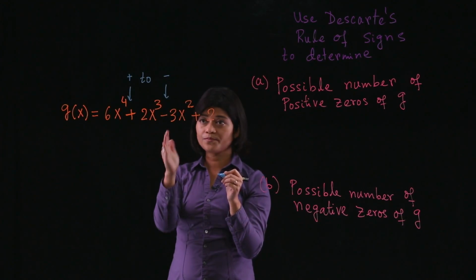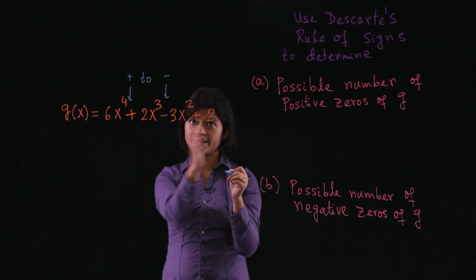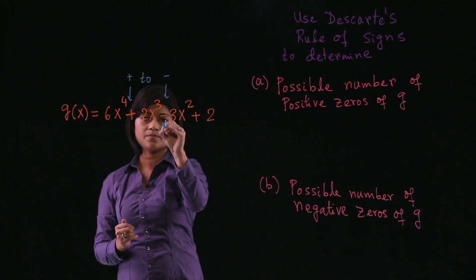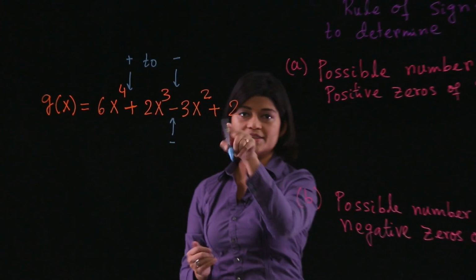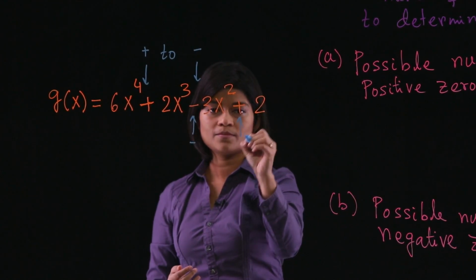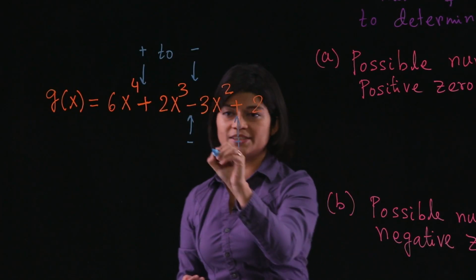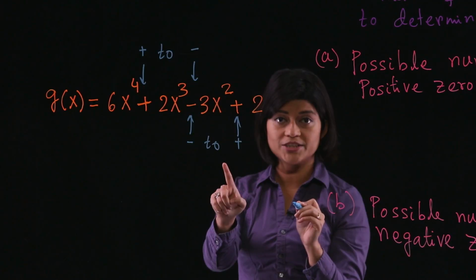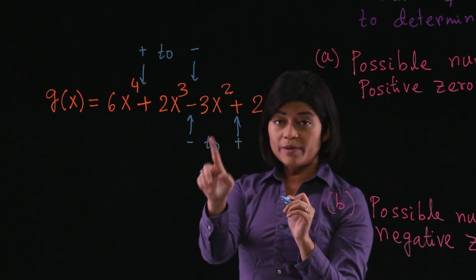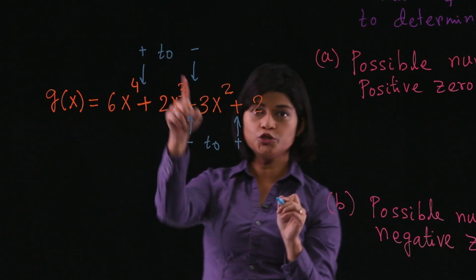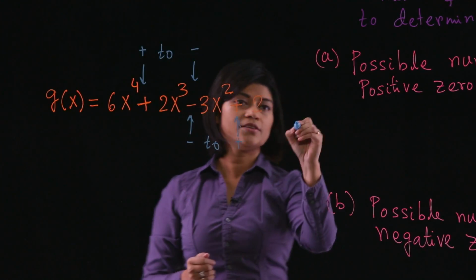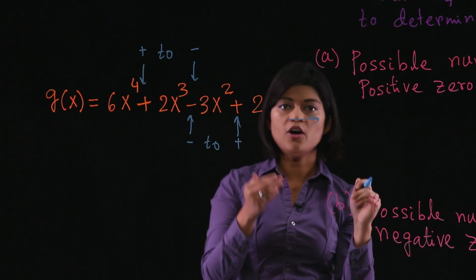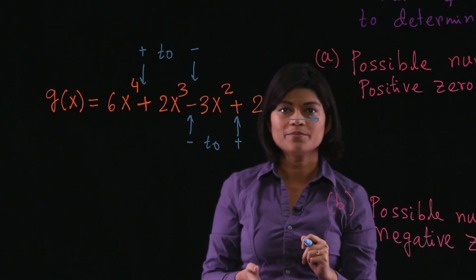Is there another one? Let's look at the next two terms. The x squared term is negative, and the constant term is positive. So again, we are having a change in sign from negative to positive here. So this is another variation. So how many variations in sign do we have? 2. Okay. So that will help us determine how many possible positive zeros this function will have.